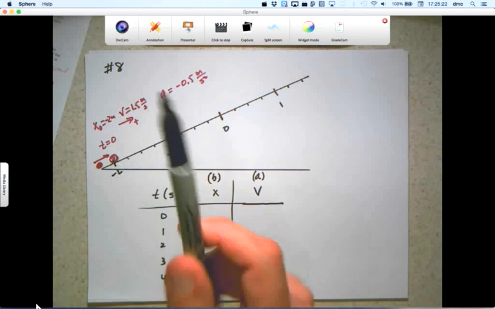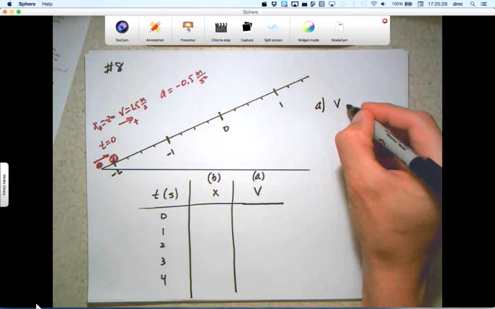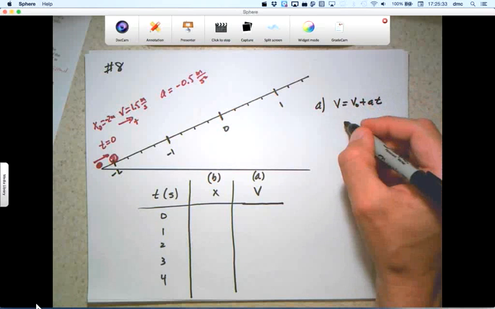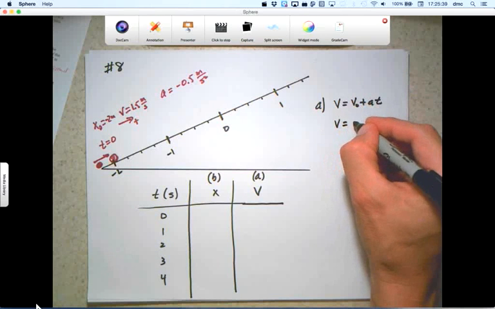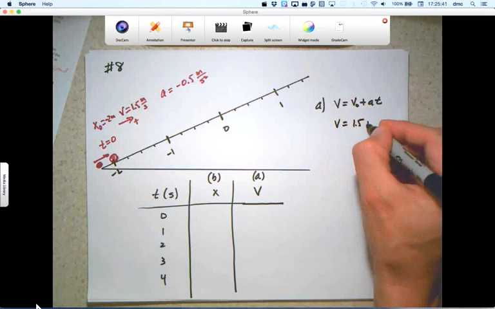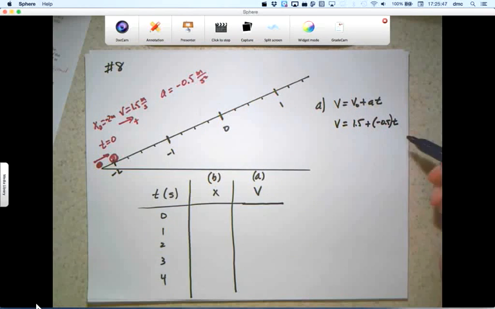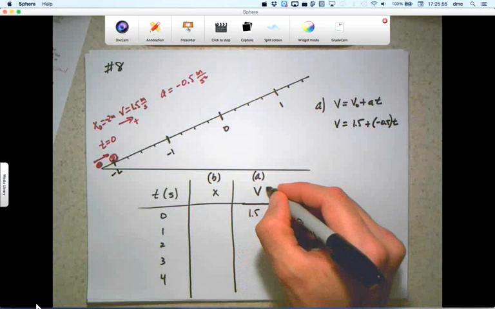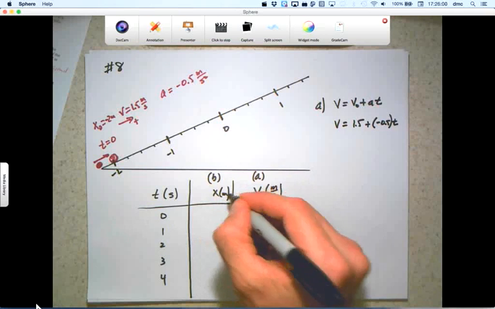Okay, to do that velocity part for A, I would use the equation final velocity equals initial velocity plus acceleration times time. So in this case, the final velocity, which is what we're looking for, is equal to 1.5 plus -0.5 times t. So at every second, we're going to subtract out 0.5. So at time 0, the velocity is 1.5, and these are all meters per second. So if I write the units up in the top, I don't have to write them all the way through.